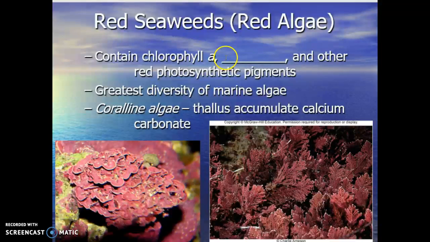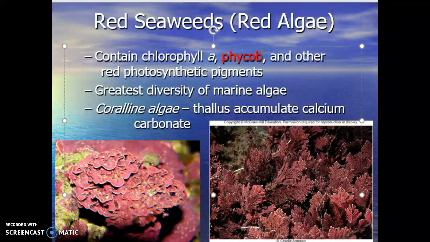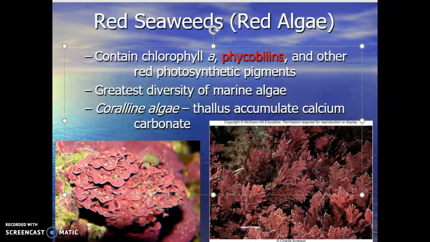So you go, oh, okay, it's a red algae. So you've got green, brown, red. Red algae are red because they have chlorophyll a, but they also have this extra pigment called phycobilins. Make sure I spell this right for us. Okay, so phycobilins, and then there's other red photosynthetic pigments as well, but phycobilins is the primary one that gives it this red color. This group actually has the greatest diversity of all marine algae out there.